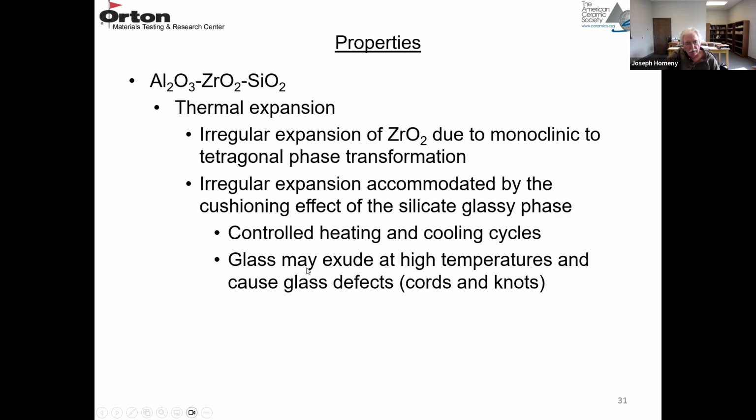And this glass exuding at high temperatures from the refractory can cause areas of high viscosity glass, known as cords or knots, and they're glass defects. So you have to kind of control the viscosity. You want it a high enough viscosity so it doesn't diffuse out of the refractory, but it has to be low enough viscosity to cushion the transformation.